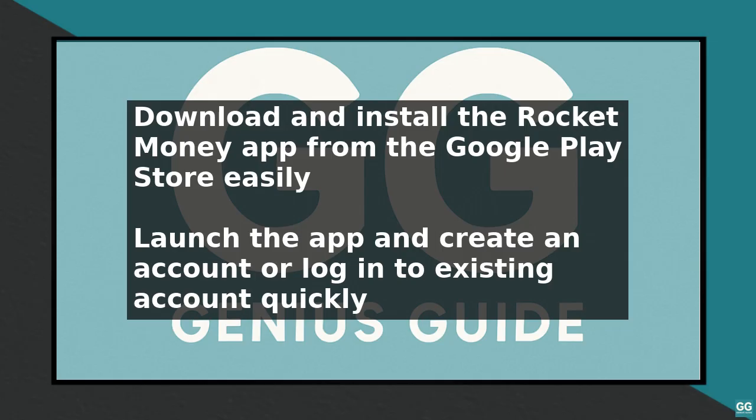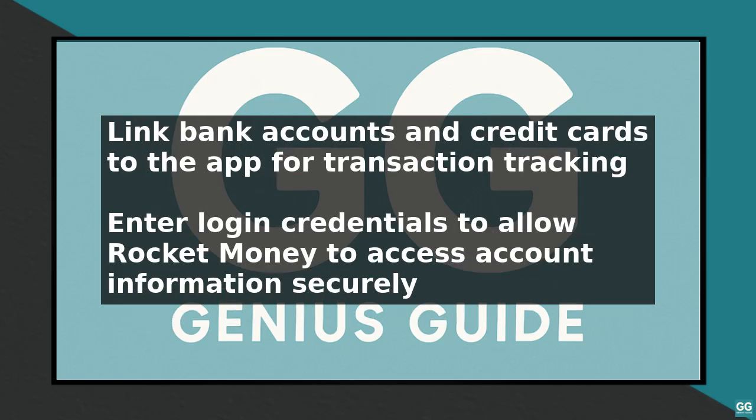Rocket Money uses encryption and secure servers to protect your data, so you can be confident that your information is safe. After linking your accounts, the app will begin to track your transactions and categorize them into different areas such as food, transportation, and entertainment.